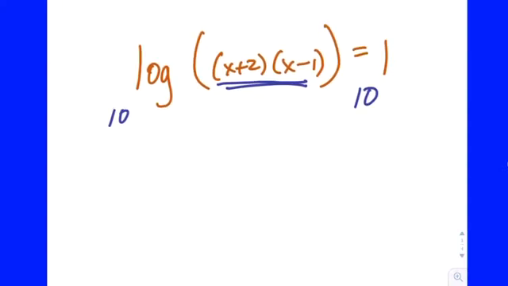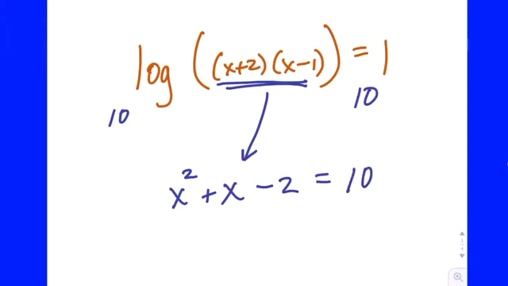Let's go ahead and expand it out as we write it down, okay? Foiling it out, you get x squared, and then you get a 2x on the inside, a minus 1x on the outside. That gives you a positive x in the middle, and then 2 times negative 1 is negative 2. So that's expanding it out. And on the right side, we get 10 to the first, which is 10.